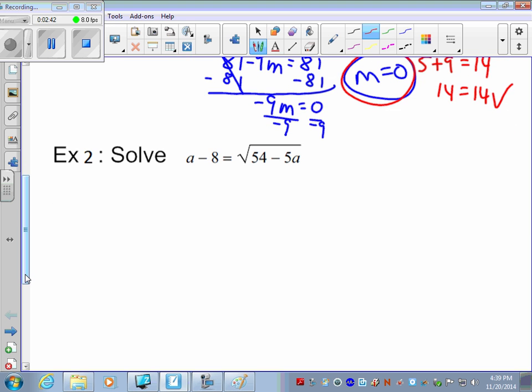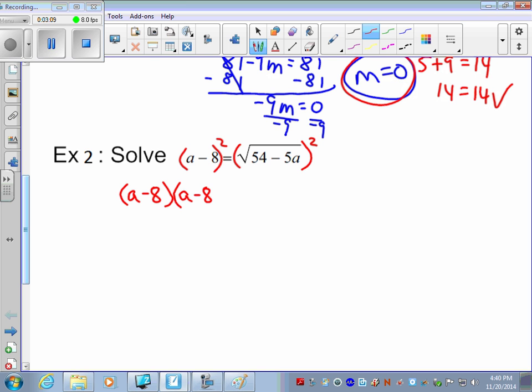Moving on, we have example 2. Again, you're just solving for a. I already have the radical on the right. It's already isolated, it's already by itself. It's a square root, so I'm going to square it, and you just square the right side. On the left side, when you square a binomial, that is like taking a binomial and multiplying it out.